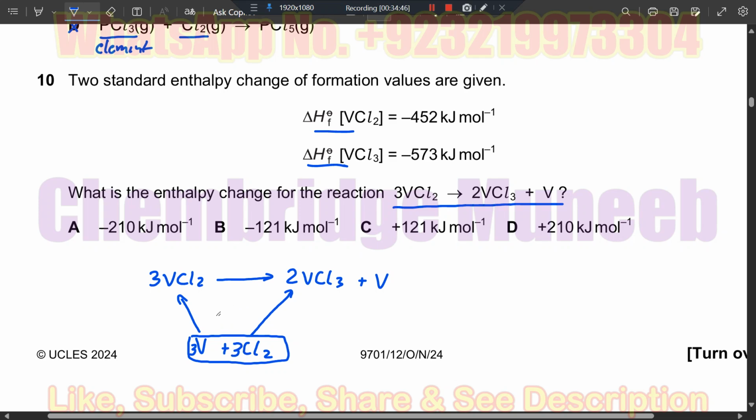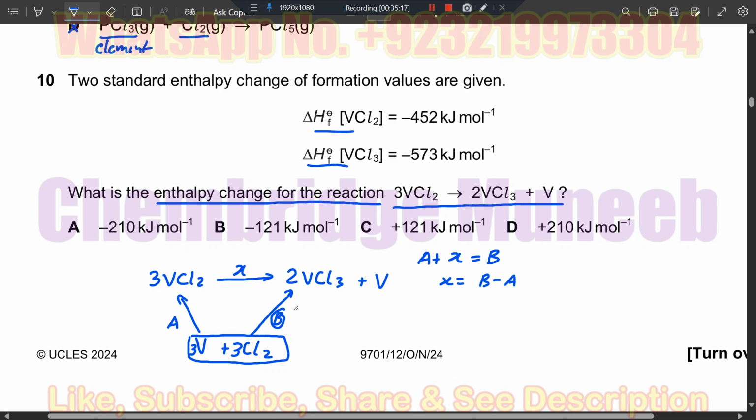So chlorine and vanadium elements are balanced. They are asking what is the enthalpy change for the reaction, which means this should be X, this would become A, and this would become B. According to vector addition, A plus X is equal to B. B is the resultant vector here. So X will become B minus A.